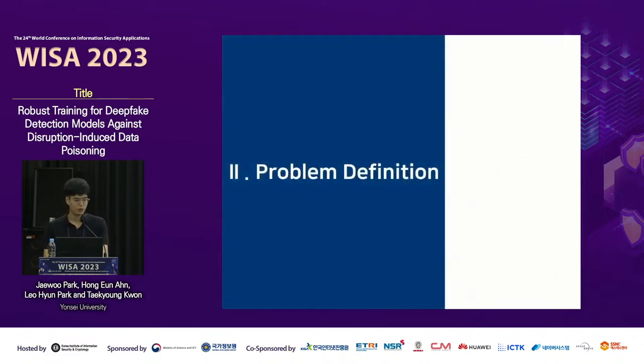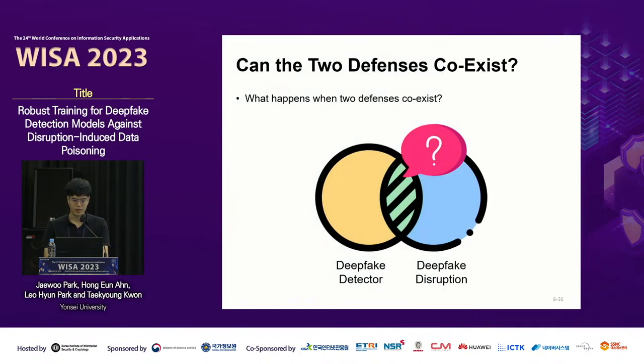Here we have one question. Can the two defense methods coexist? The two methods described above for preventing the negative effect of deepfakes take two very different approaches. The research for this paper started with one question of what happens when two completely different defense methods coexist.